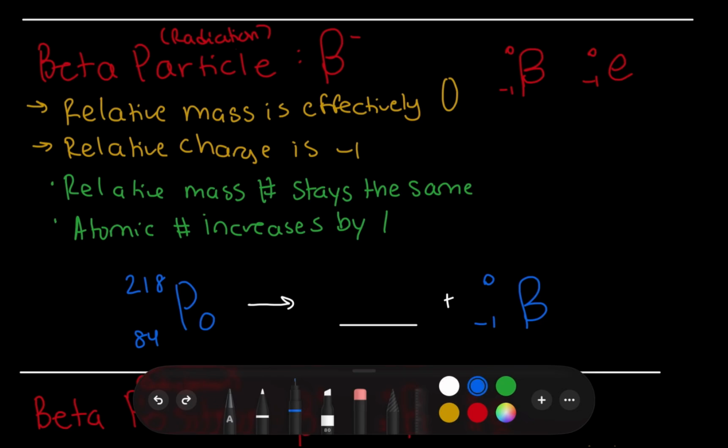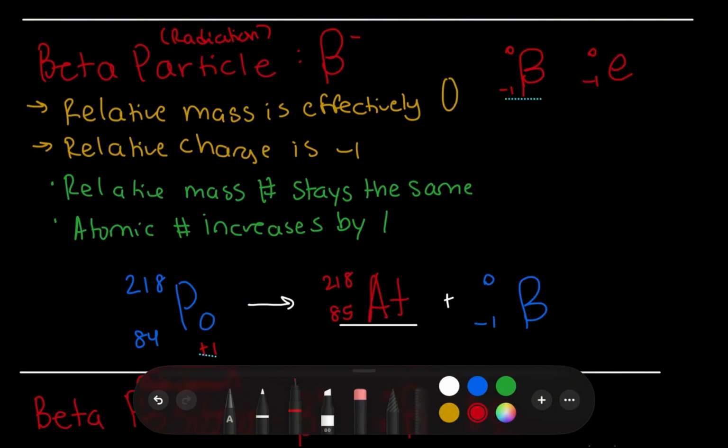So here again, we have our reactants. We have on our reactant side Po, or polonium, with a relative mass of 218 and an atomic number of 84. So in a beta particle, the relative mass is going to stay the same, so we're going to keep it as 218, but the atomic number is going to increase by 1, so we're going to add 1, and that's going to be 85. So then again, in the reference table, we're going to look for which element has an atomic number of 85, and that's going to be astatine, which is At.